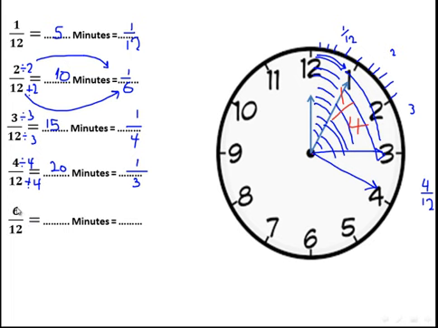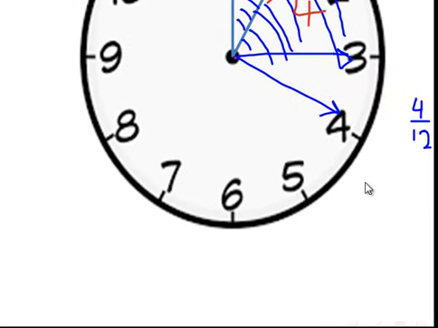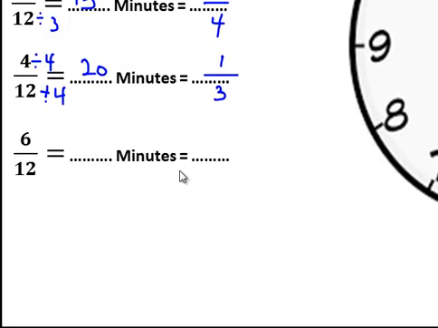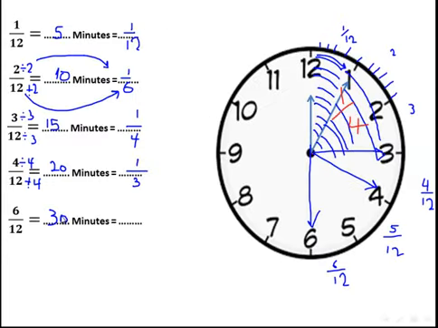Great. Next, 6/12. When I complete 5/12 and 6/12, how many minutes are there in this part? Oh, this part. So 6/12. Great, 30 minutes. And when I want to write 6/12 in the simplest form, what should I divide by?